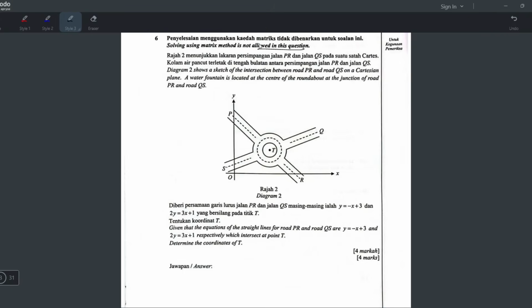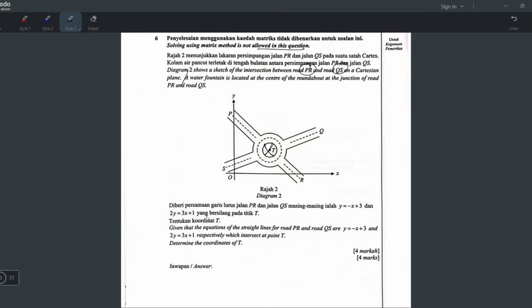So cara apa? Cara penggantian penghapusan. Yeah, substitution elimination method. Okay. Alright, but we have to read the question also to understand what exactly is happening here. Okay, diagram 2 shows a sketch of the intersection between road PR and QS on the Cartesian plane. So PR and QS, okay. And then a water fountain is located at the center of the roundabout at the junction of road PR and QS. So the water fountain located at the center. So this is the roundabout and the center of the roundabout, this point T, dia nak buat satu water fountain.